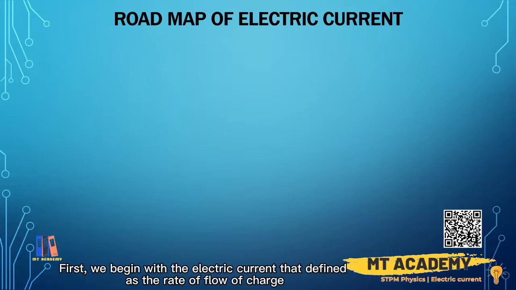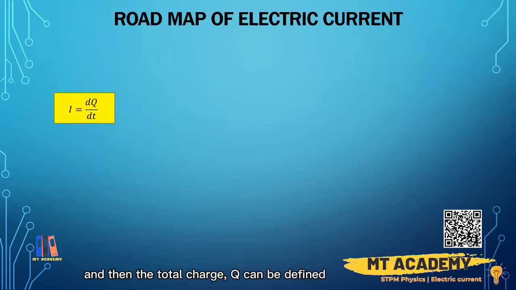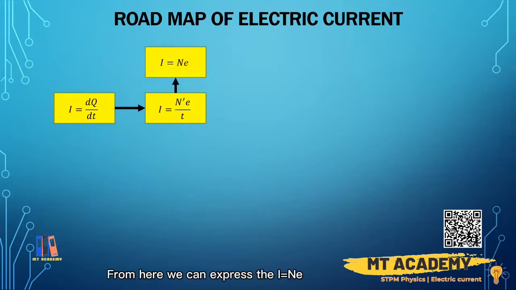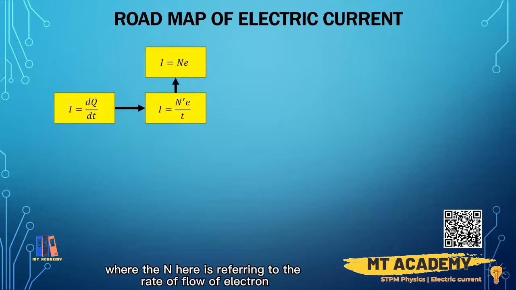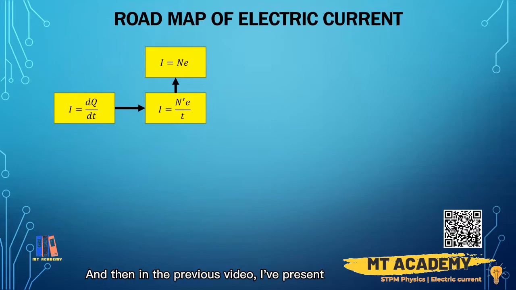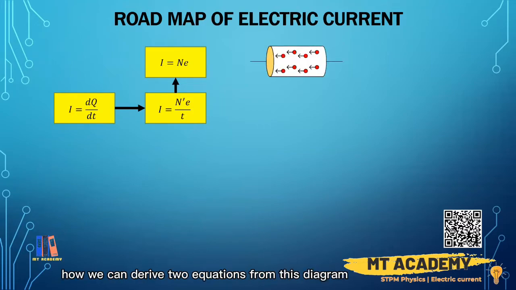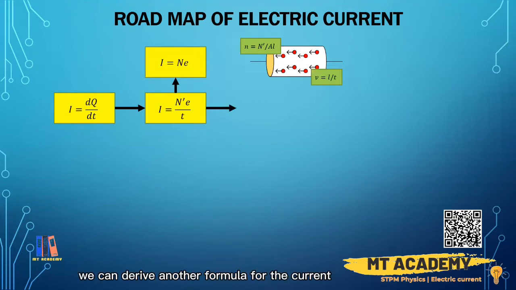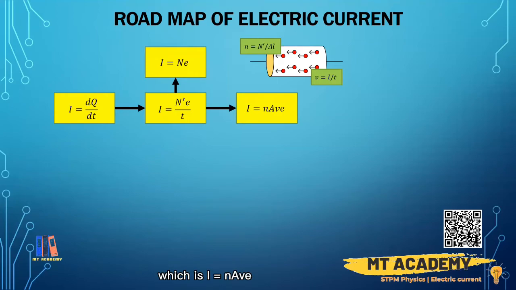First, we begin with the electric current that is defined as the rate of flow of charge. And then the total charge Q can be defined as the number of electrons multiplied by the charge of an electron. From here, we can express I as NE, where the capital N here refers to the rate of flow of electrons. And then in the previous videos, I presented how we can derive two equations from this diagram, that we can have the electron density and also the drift velocity. Using these two equations, we can derive another formula for the current, which is I equal to nevA.